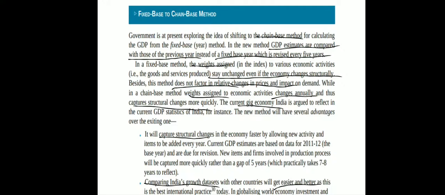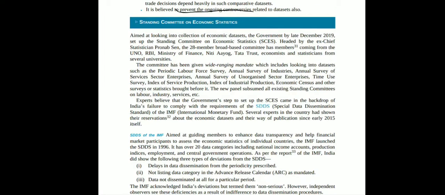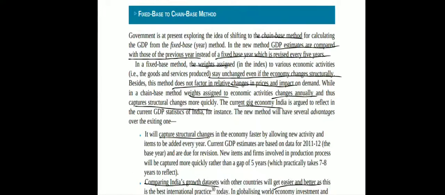Also, advantages of chain base we can see again here. It will capture the structural changes. It will compare India's growth data sets with other countries, and this comparing would get easier and better as this is the best international practice today. Also, it is believed to prevent the ongoing controversies related to data sets. This is it with our fixed base and chain base method.